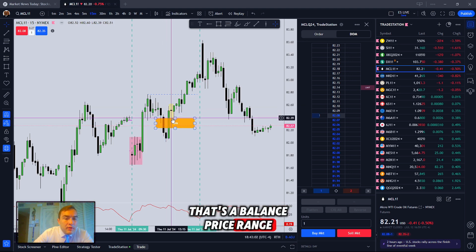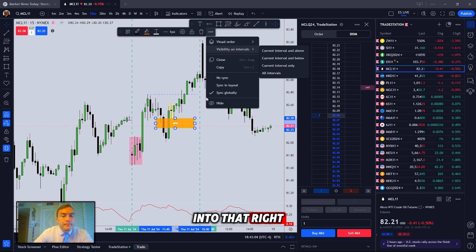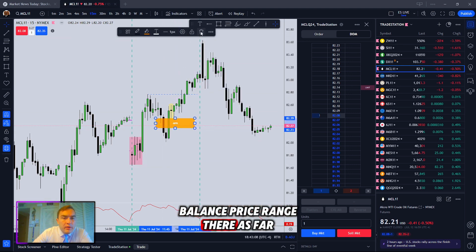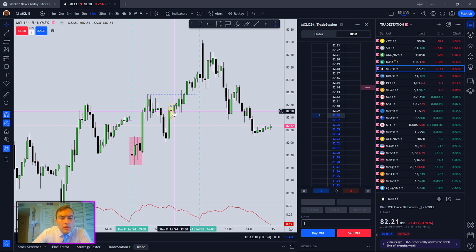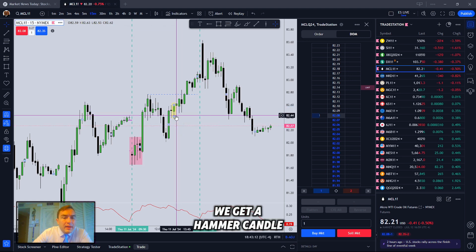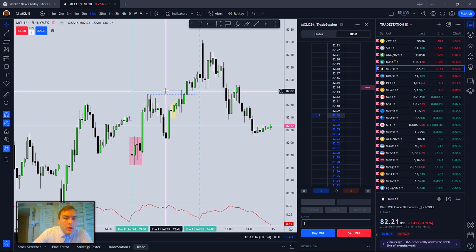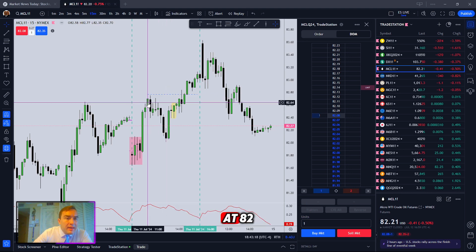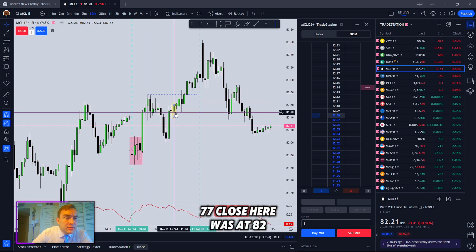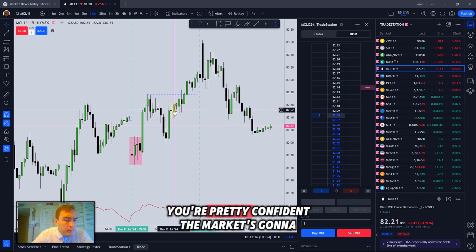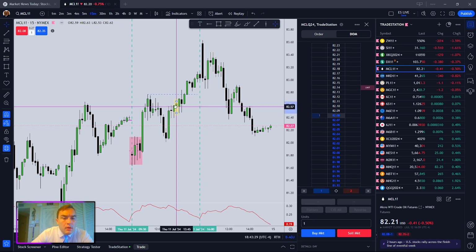That's a balanced price range, and the market just barely dips into that, right? So, anyways, balanced price range there as far as I can tell. 1330 candle, what do we get? We get a hammer candle that closes right at the top of the candle, and we're approaching that prior high at 82.77. Close here was at 82.59. So you have 18 cents that you're pretty confident the market's going to move there.